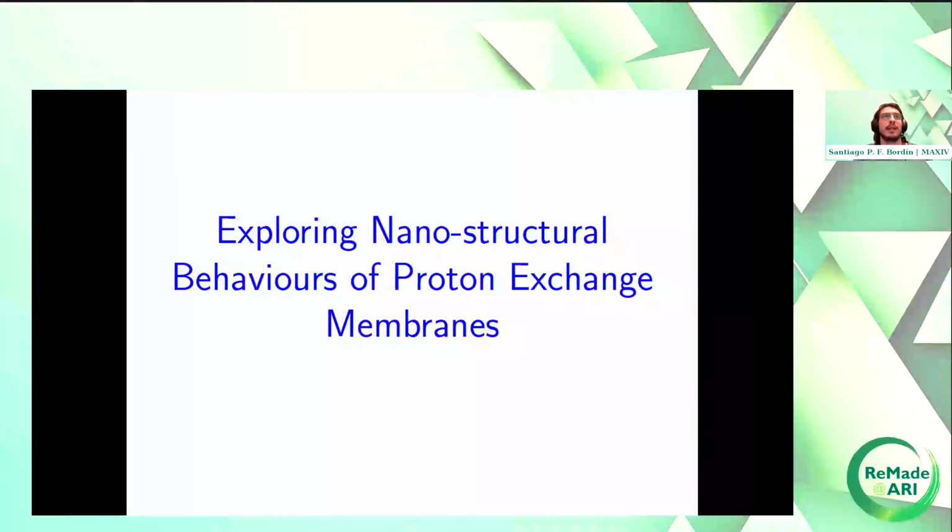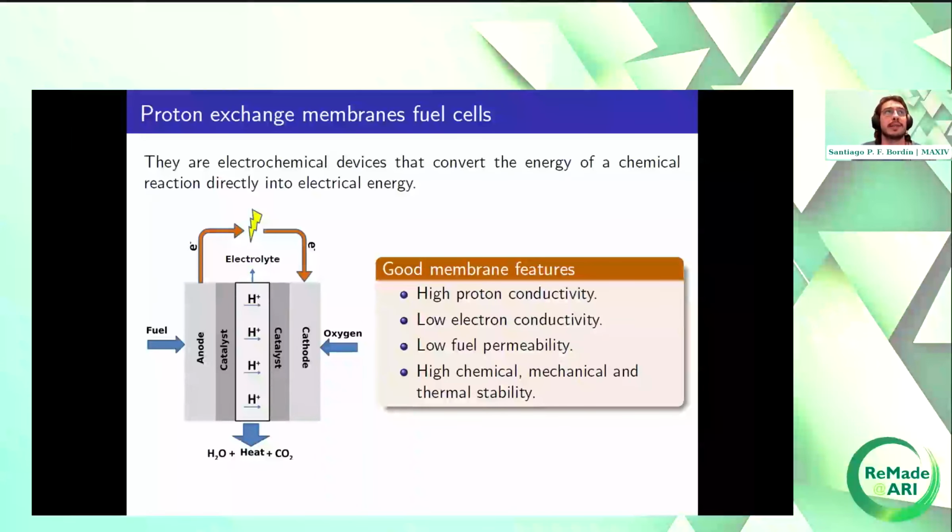So now let's talk about my research. I'm working with the proton exchange membrane that is used in fuel cells, which are electrochemical devices that convert the energy of a chemical reaction into electrical energy in an environment-friendly way. I have here a schematic setup.